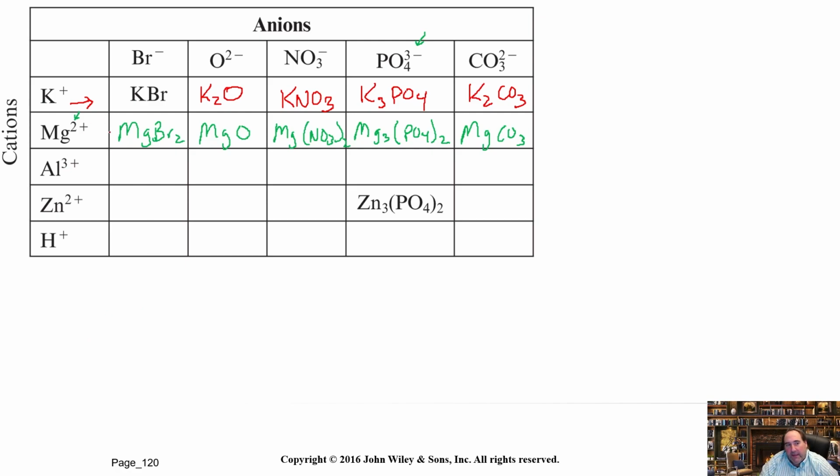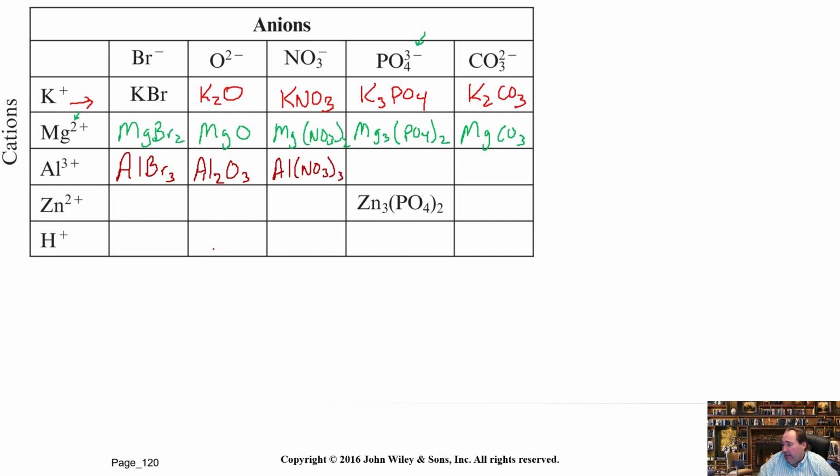We've got +3 and -1. Going to give us an AlBr3. +3 -2. That's a 6 combination. So we need 2 of these to get to 6. And we need 3 of those to get to 6. 3 and 1. We will need some parentheses here.